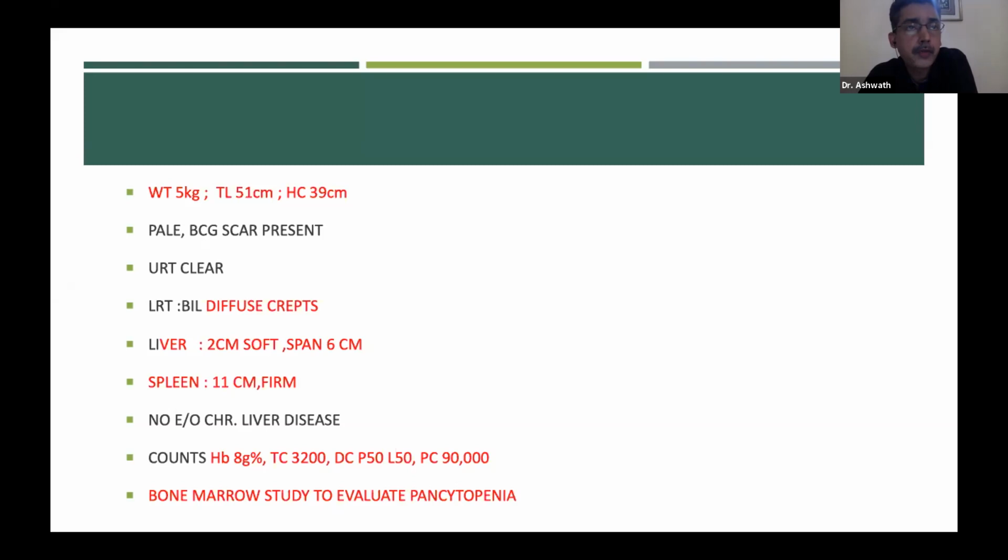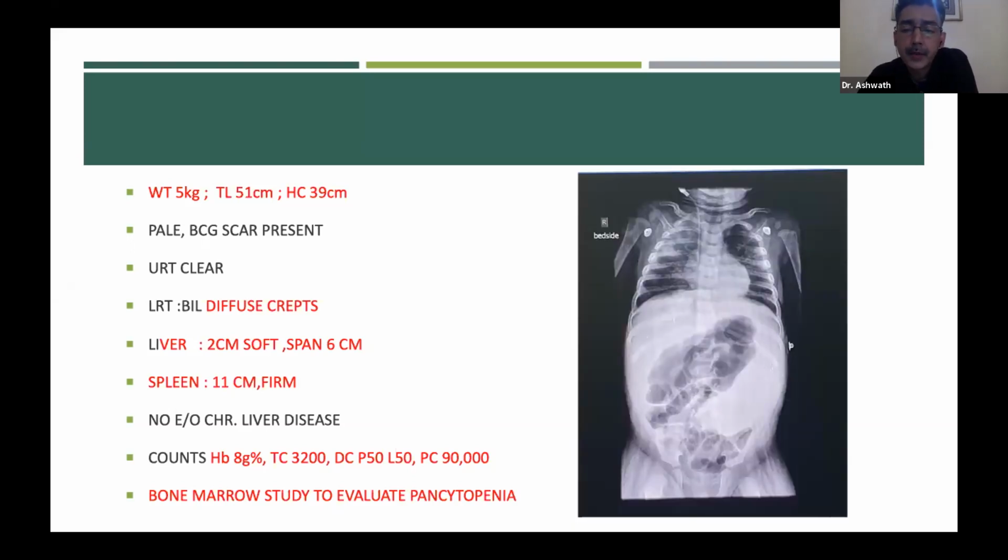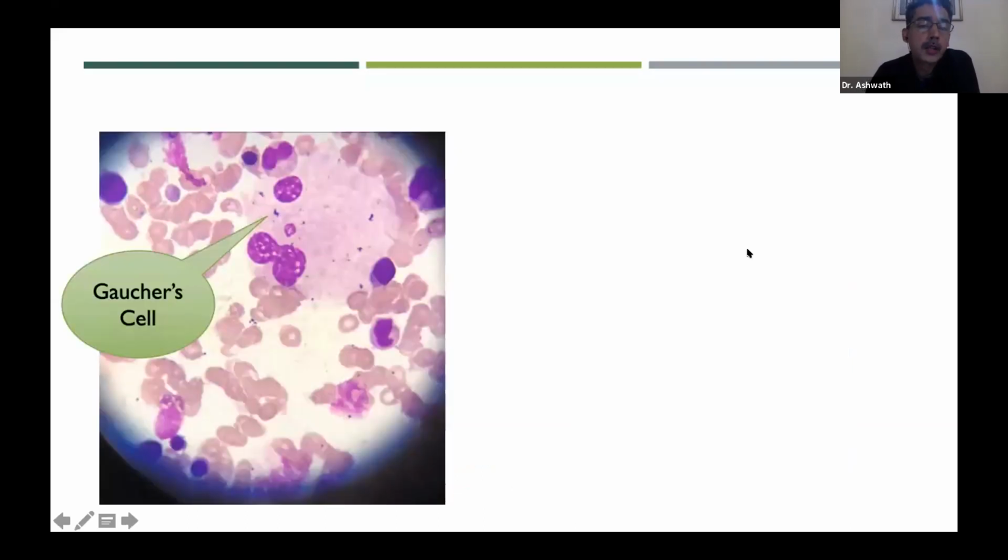At this point of time, our differential diagnosis was possibly thalassemia, an intrauterine infection, osteopetrosis, or some other lysosomal storage disorder. You can see from the x-ray that she has a really big spleen, and you can also see she has right upper zone infiltrates with bilateral patchy granular infiltrates as well. When we did the bone marrow, we saw Gaucher cells.